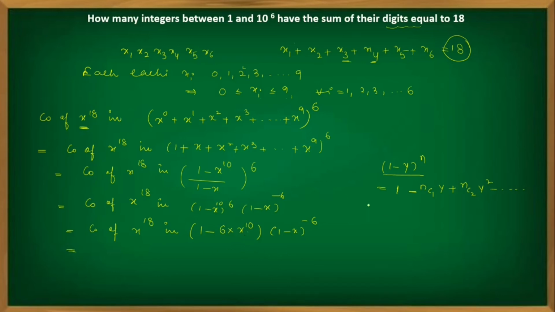Before that, you should know one more formula from the binomial theorem. What is the coefficient of x to the power of r in the expansion of 1 minus x whole to the power of minus n? The coefficient of x to the power of r in the expansion of 1 minus x whole to the power of minus n is simply n plus r minus 1 C r. Okay, n plus r minus 1 C r.